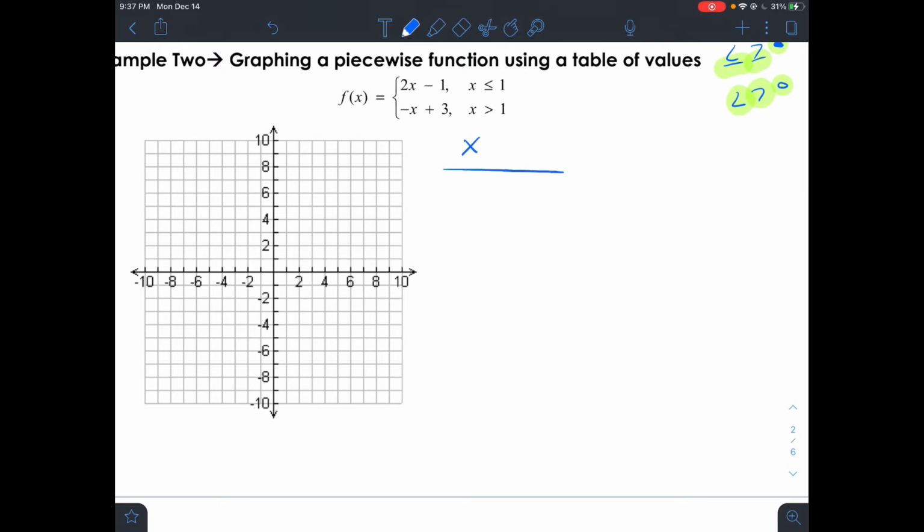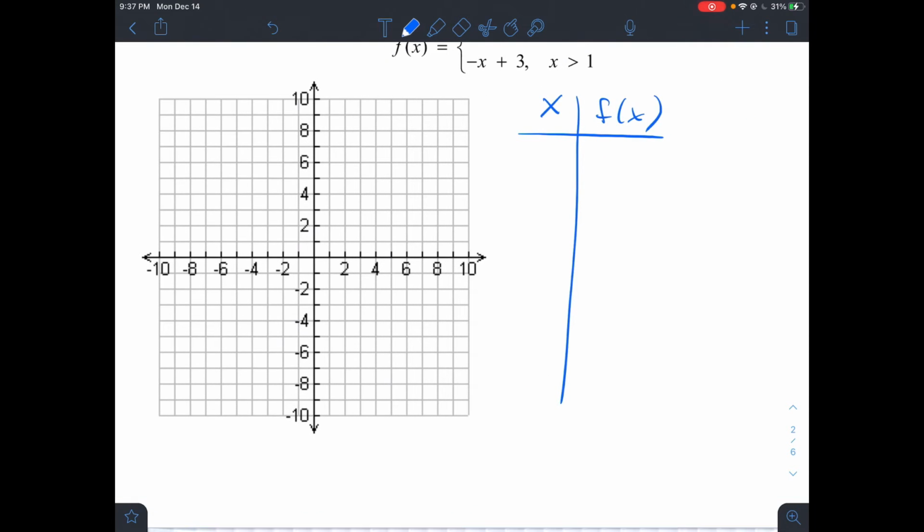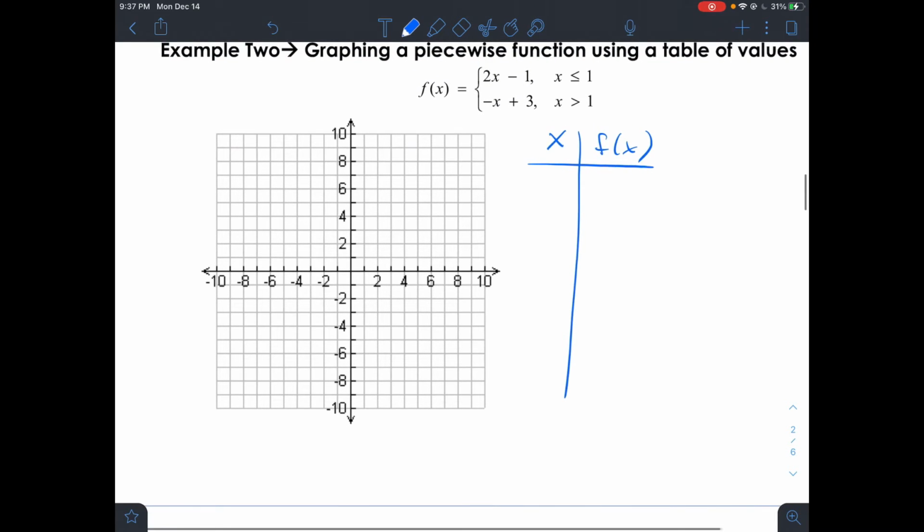So you have your x values and your f of x values, right? Now, to pick out which x values I'm going to use, I'm just going to look at my graph here, right? It starts at -10. So just pick numbers that are going to fall within this range so that you can graph them. So let's do -10.